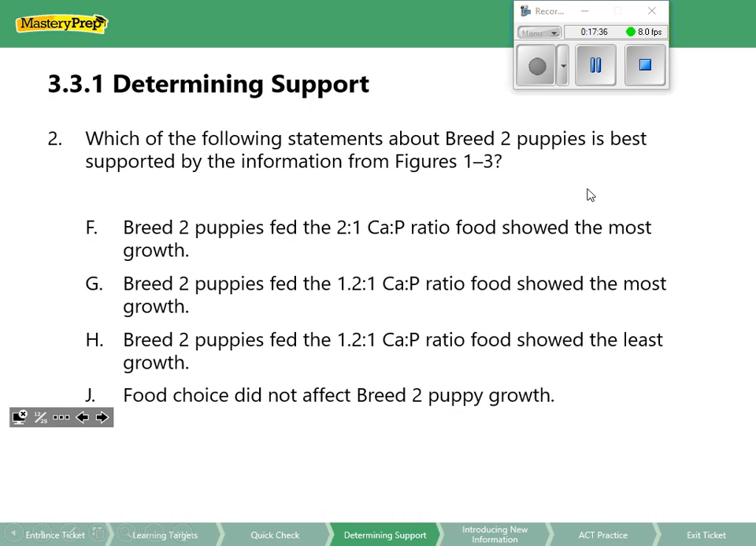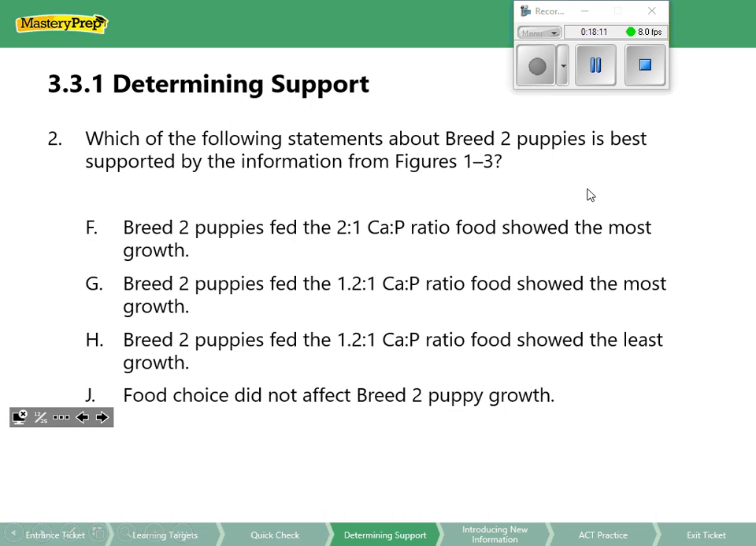Which of the following statements about breed 2 puppies is best supported by the information from figures 1 through 3? Well, what's happening on all 3 figures? It's all increasing, yes? By a decent amount. Breed 2 puppy feed, the ratio of food showed the most growth. Breed 2 puppy feed and this here showed the most growth. And this one here showed the least growth. And food choice did not affect the puppy growth.